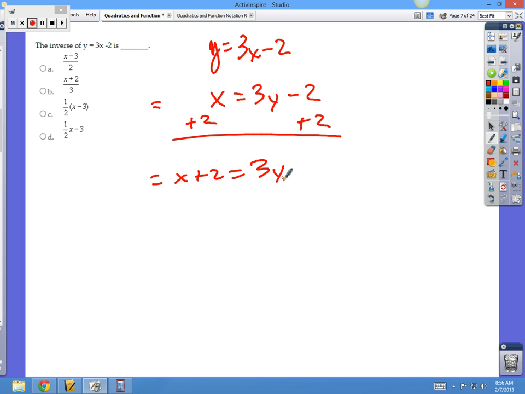Now undo the multiplication. Divide by 3, divide by 3. And we should end up with x plus 2, that whole thing divided by 3. So that matches up best with B.